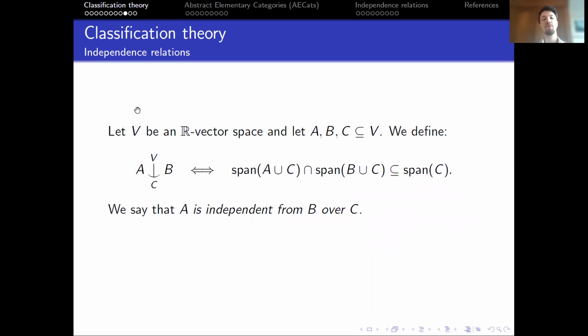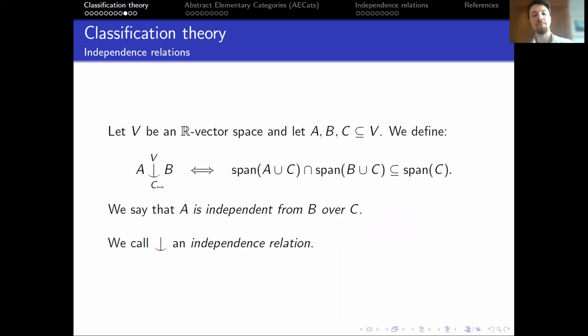So what's an independence relation? Well, let's take vector spaces as an example. We have a vector space V and A, B, C subsets of V. Then we say that A is independent from B over C, and we write it in this notation, if the span of A and C intersected with the span of B and C is contained in the span of C. You should really read this notation in general as: all the information that B has about A is already contained in C.